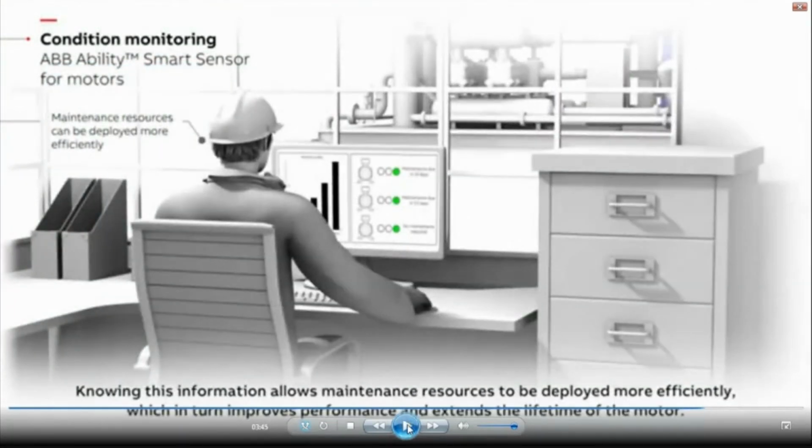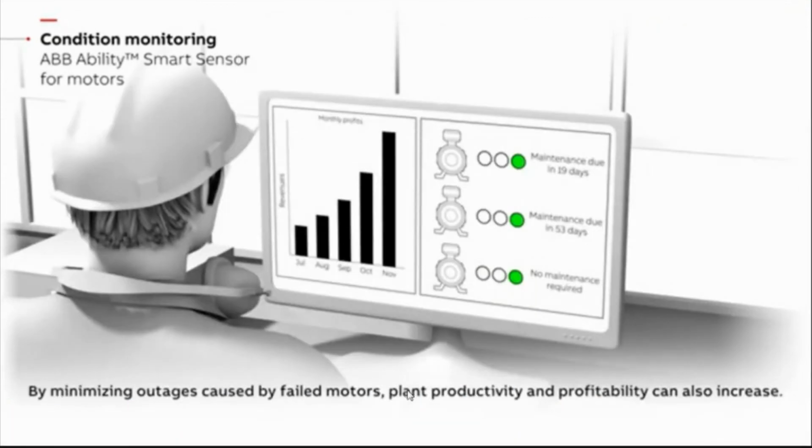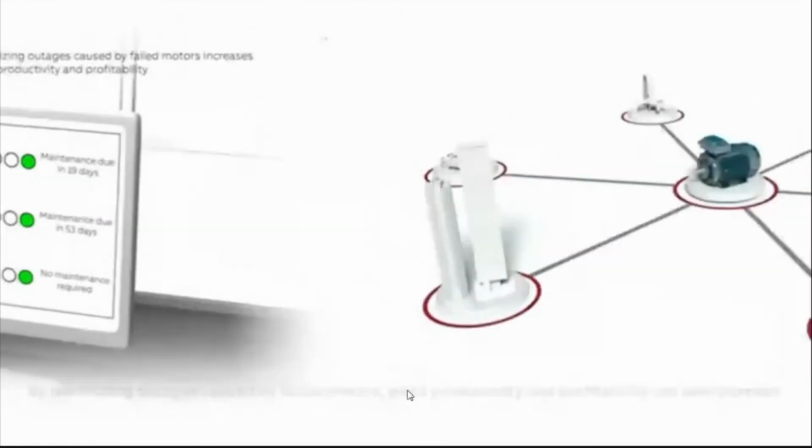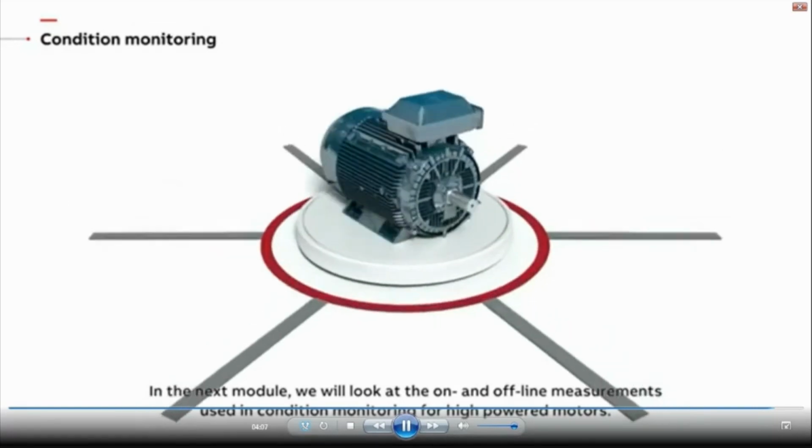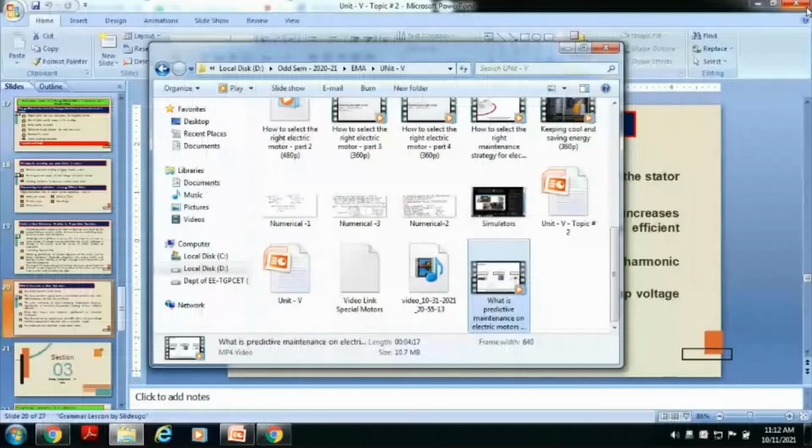Knowing this information, before there is actually a breakdown or an effect on the production, decisions can be taken timely with the help of these smart sensors. It allows maintenance resources to be deployed more efficiently, which in turn improves performance and extends the lifetime of the motor. By minimizing outages caused by failed motors, plant productivity and profitability can also increase. In the next module, we will look at the on and offline measurements used in condition monitoring for high power motors.